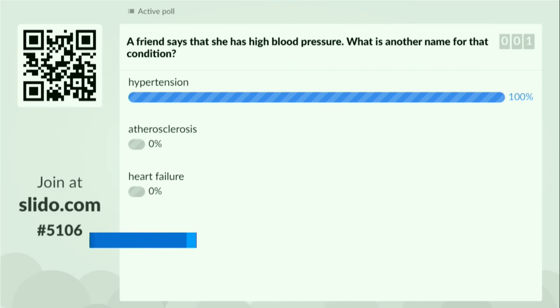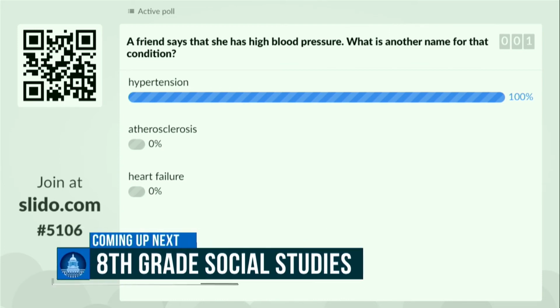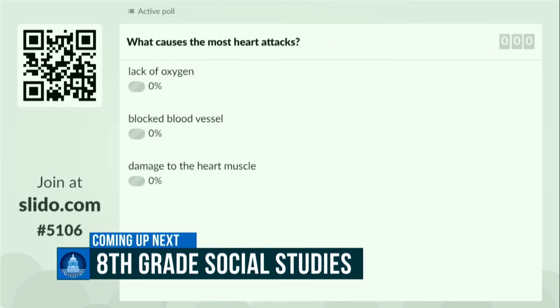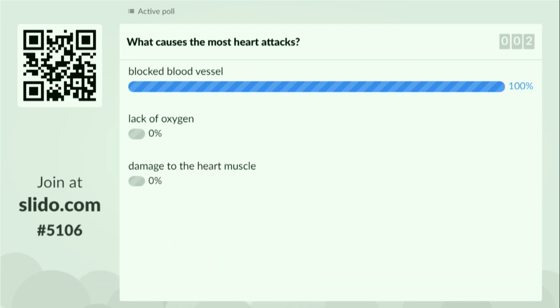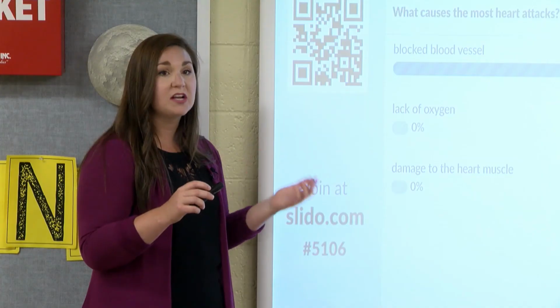Good. Hypertension. Good job. What causes the most heart attacks? Good. Blocked blood vessel. Now, lack of oxygen can cause it. However, the lack of oxygen is caused because the blood vessel is blocked. Damage to the heart muscle will usually happen after the heart attack has occurred, or it's just been clogged for a long time.